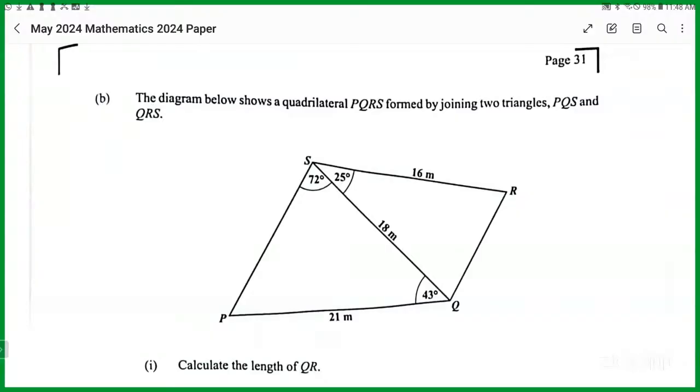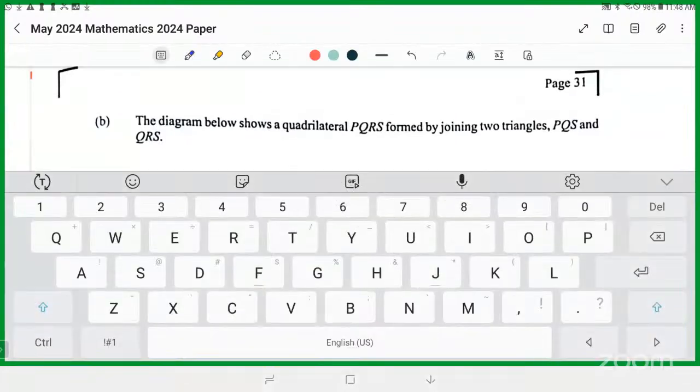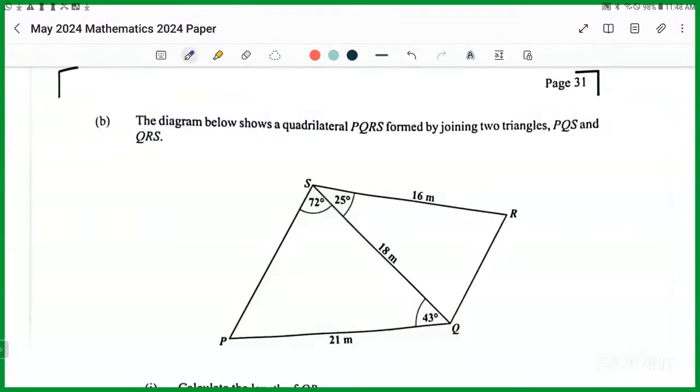I want us to practice a few of these questions where we can apply the trigonometry of non-right angle triangles, where we have to use sine rule or cosine rule. Just to practice and see how we apply those. And also, I'd like to do one or two bearings questions.